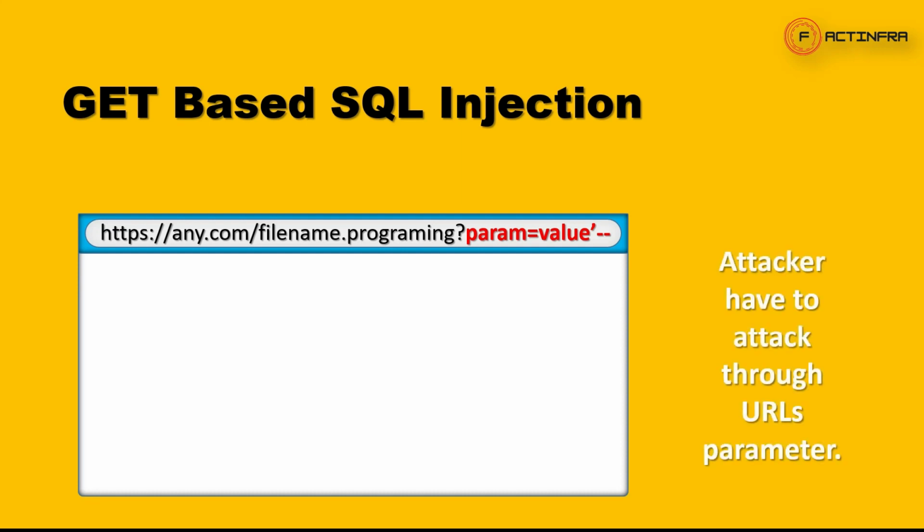In this, the attacker has to attack through the URL's parameter. If a web application is vulnerable to GET-based SQL injection, it means it takes some parameter in its URL, and we can easily inject our SQL injection. The web application will then give us an error response or some response from the server side or database side, and this is what GET-based SQL injection is.